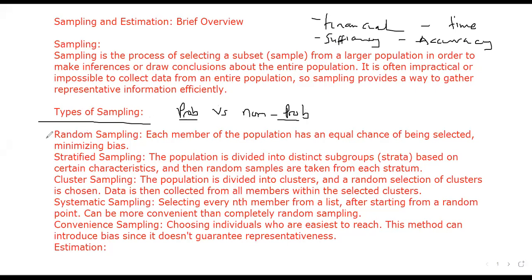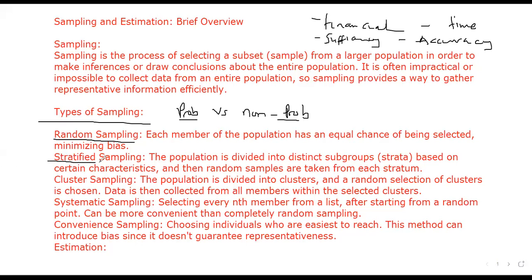Examples of probability methods, we have what we call simple random sampling, where you pick respondents having an equal chance of being selected by minimizing the degree of bias. So you randomly select them. Each one has an equal chance. An example is when there's a raffle draw, the numbers are just picked equally.